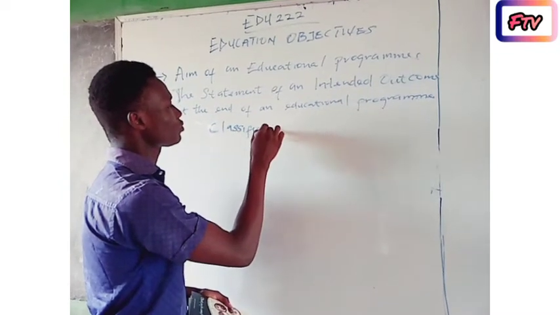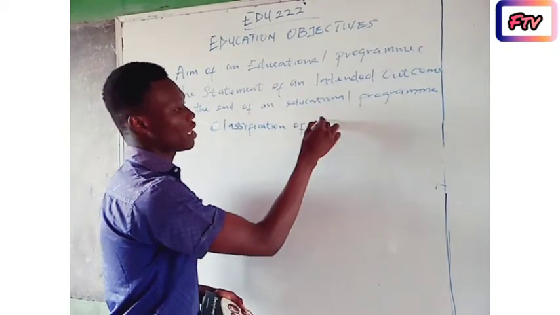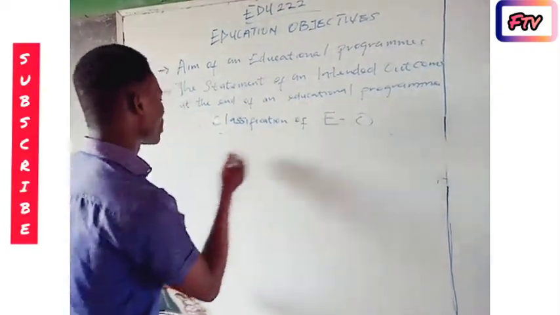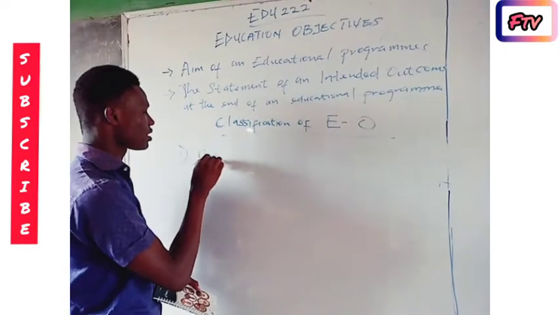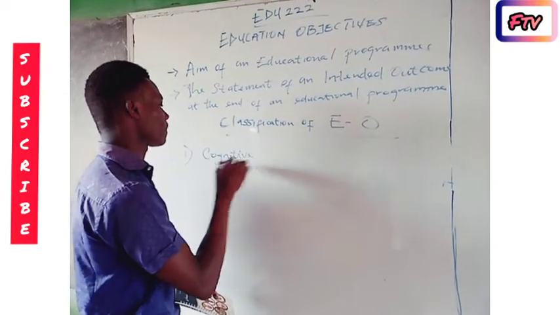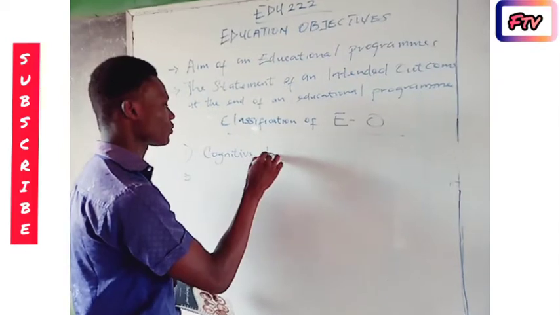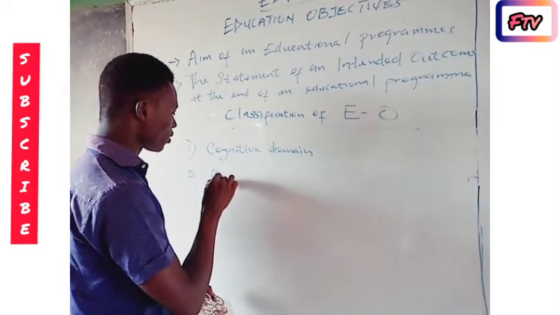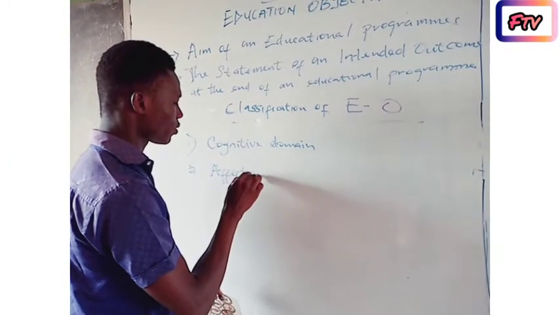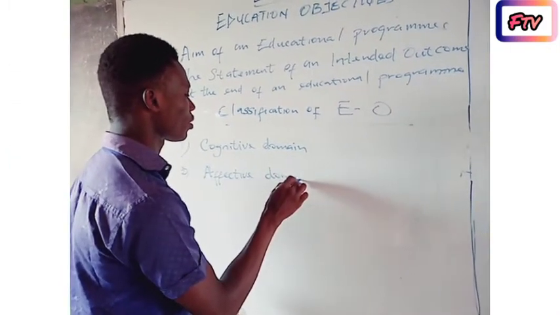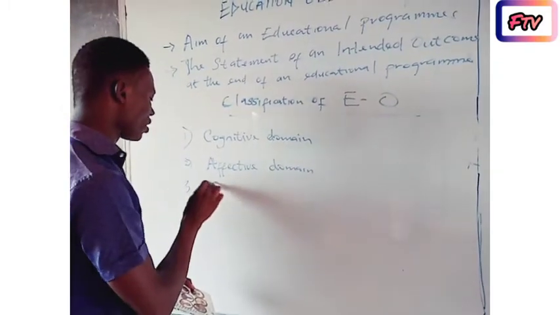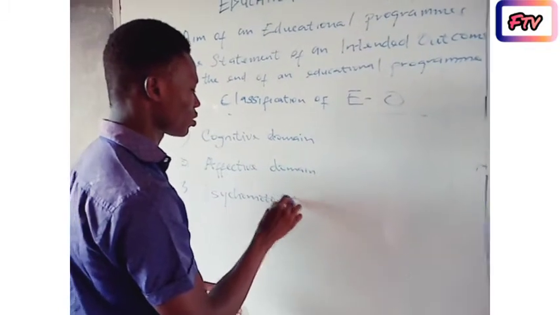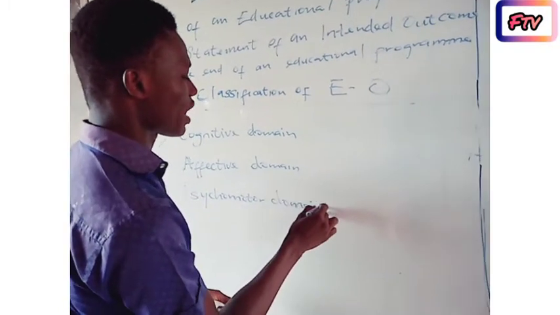Classification of educational objectives, EO. We have 3 domains. The first one is the cognitive domain, and the second one is the affective domain, and the third one is the psychomotor domain. Now let's explain this one after the other.